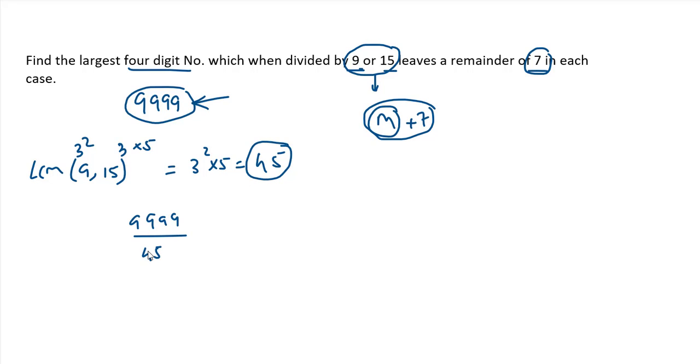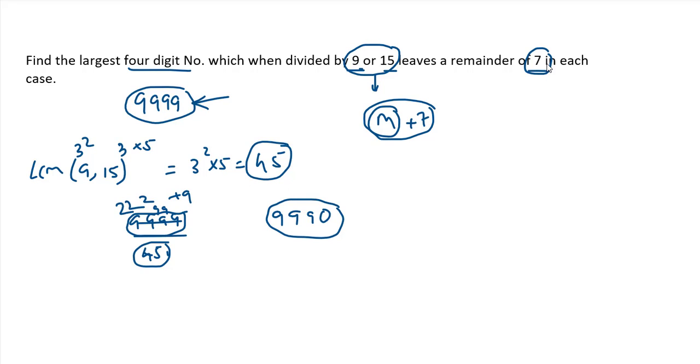9999 divided by 45. 45 ones are 45, 2s are 90, 9 carry, then again 2s are 90, then again 9 carry, then 2s are 90. So we have left 9. That means we have 9 extra. So when we divide 9999 by 45, we are getting 9 extra. So if we subtract this 9, we'll get a number which is perfectly divisible by 45. So we'll subtract 9 from this. So we'll get 9990. So this is the largest 4-digit number which is perfectly divisible by 45.